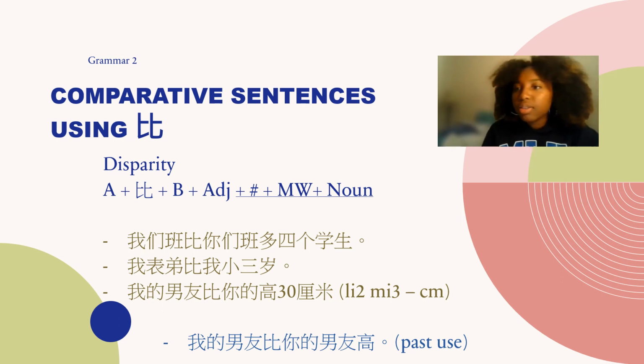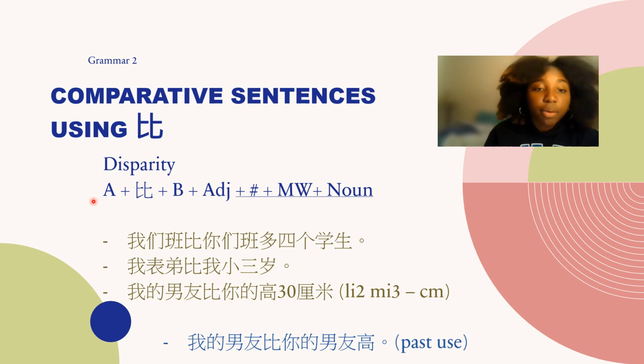Alright, now, 第三个, I'm pretty sure. Is this 第三个 or 第二个? Well, we're going to find out. So, comparative sentences using 比. This is the second part of what was covered in lesson 11, plus one more dimension. In a sentence where 比 is used, a numeral plus measure word combination can be placed after the adjective to indicate the disparity between the two. So, A 比 B, adjective, then number, measure word, and noun. If you're trying to see what the difference is, you can find it right here.